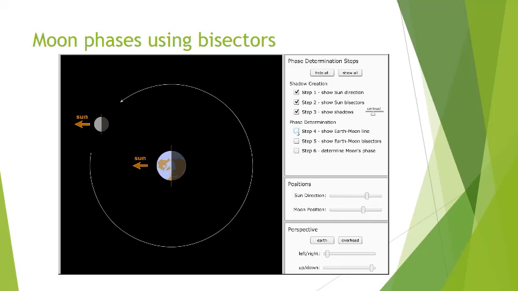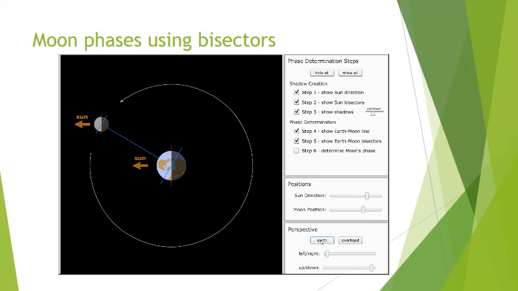The question is, how would that moon then look when viewed from the earth? So I create my earth moon line. I create some bisectors perpendicular to that earth moon line. That's the amount of moon that I'm going to see. The side that's facing me, I'm going to be able to see it from the earth. The other side I'm not going to be able to see.